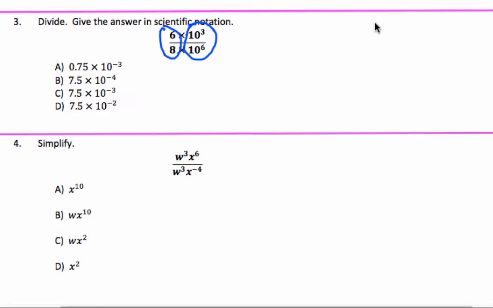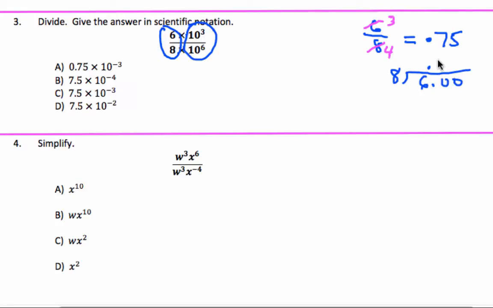Now we could perform a long division on the 6 over 8 immediately, but if we take note of the fact that we can reduce this, so 2 into 6 goes 3, 2 into 8 goes 4, and most people know that 3/4 is the same as 0.75.